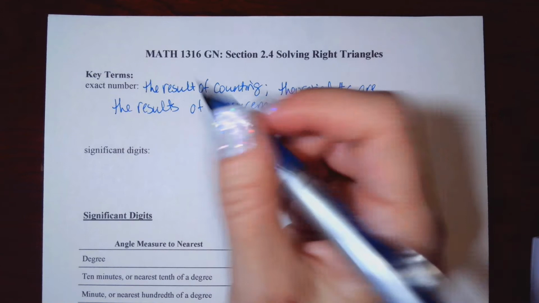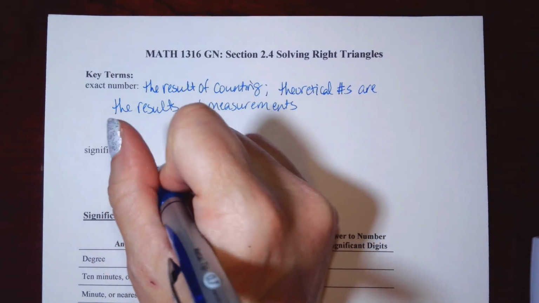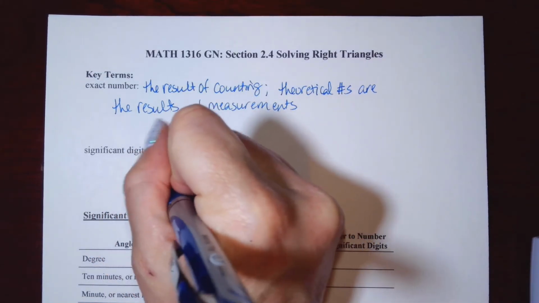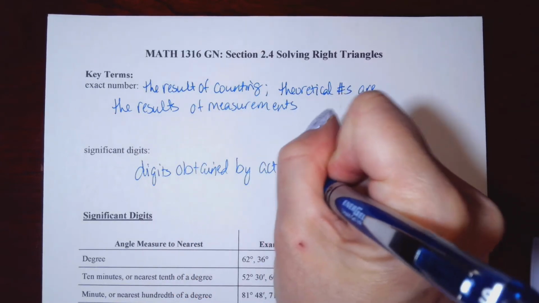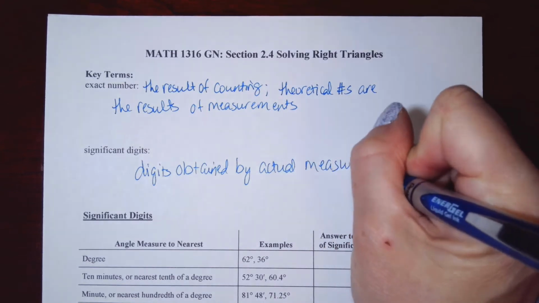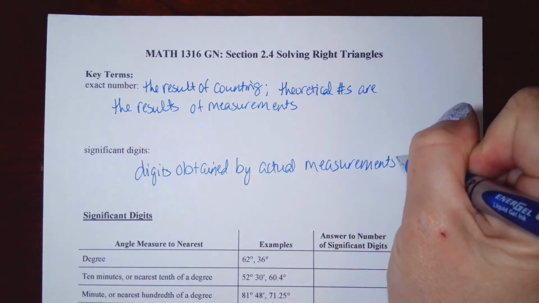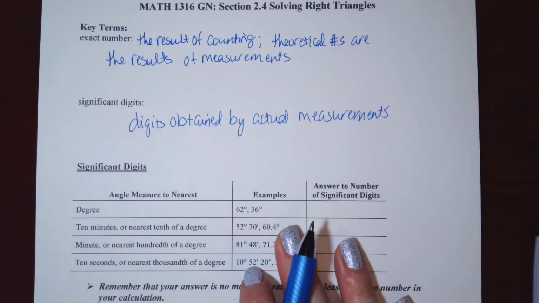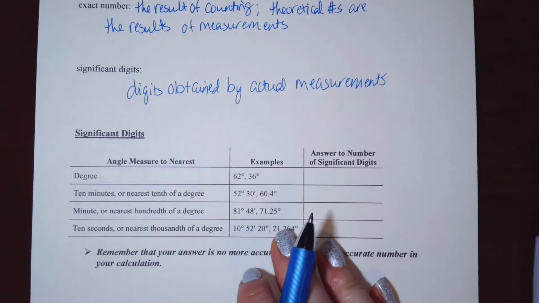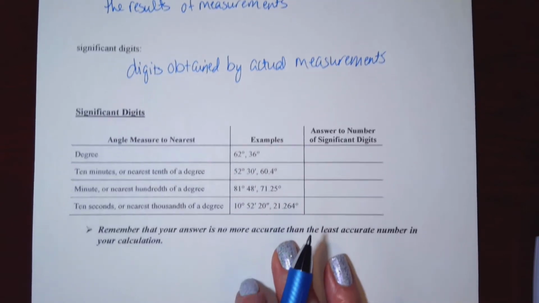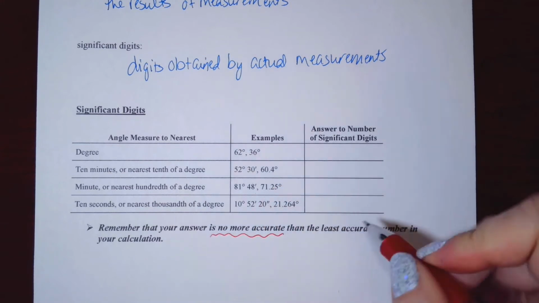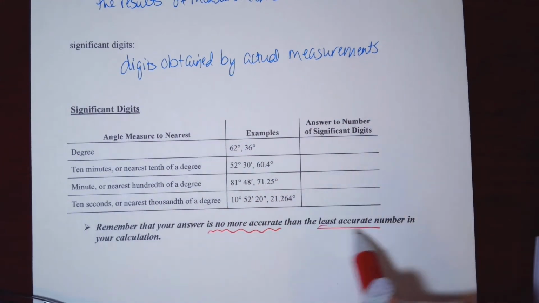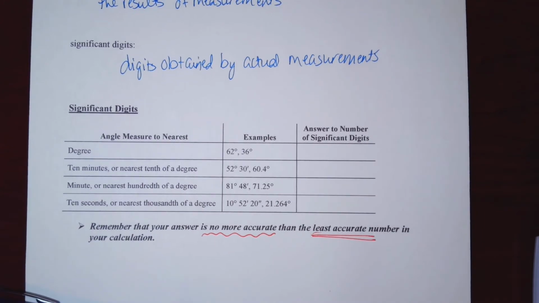Significant digits are digits obtained by actual measurement. And the importance of significant digits is that my answer can't be more exact than the least exact measure. So that's what that one says: the answer is no more accurate than the least accurate number in the calculation. So let's talk about what significant digits look like.